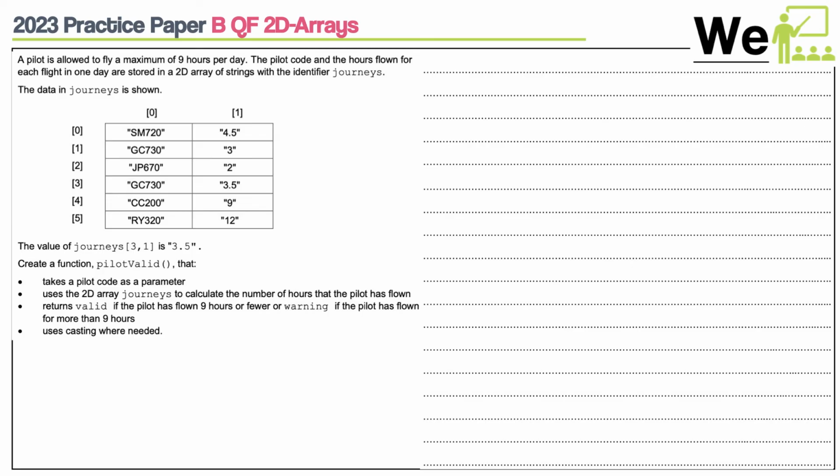So let's get cracking. It's been decomposed for us, so let's just do this first one here, creating a function, taking in a single parameter. But the first thing we're always going to write down for Python is def for defining the function, then the name of the function, which is pilot valid, and we've been told it's going to take in a single argument, which is this code.